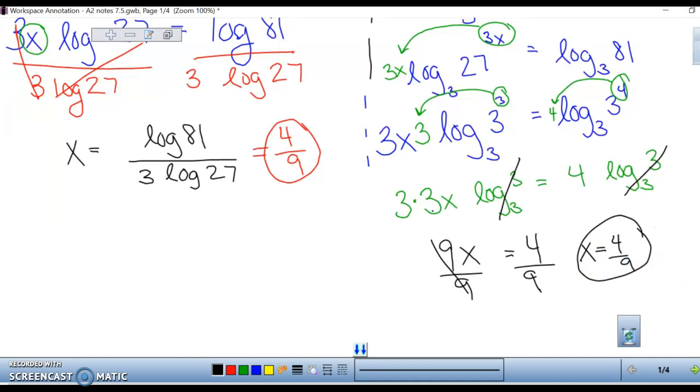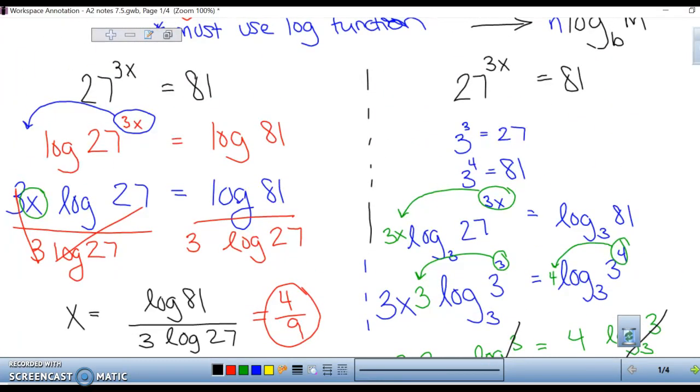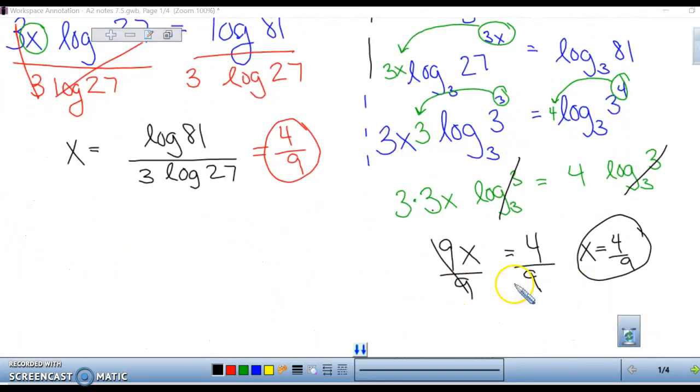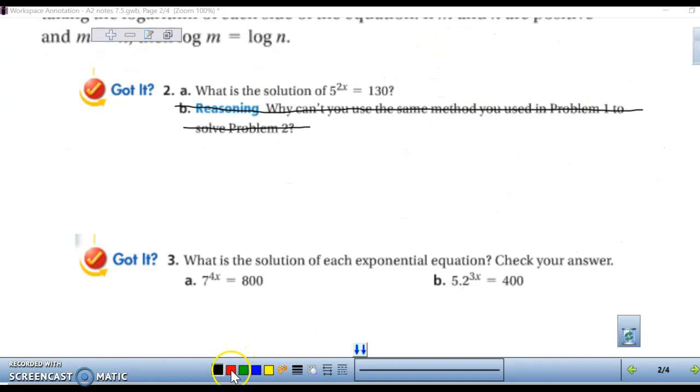So same answer, but we used two different types of logs to get there. I'm just showing you both options. You can use whatever method you would like. We're going to do a few more examples just like that first one. We have 5 to the 2x power equals 130.